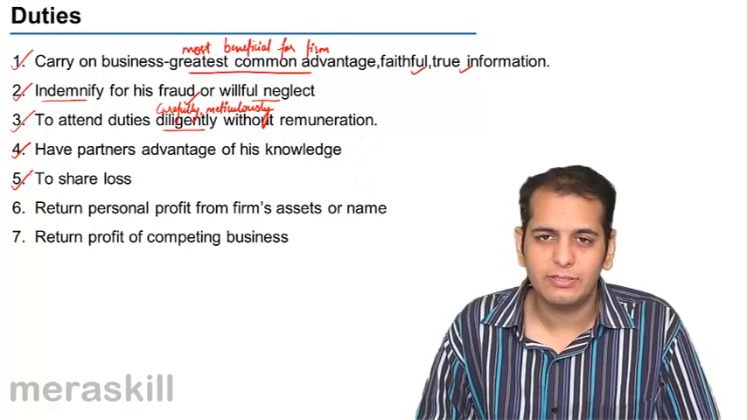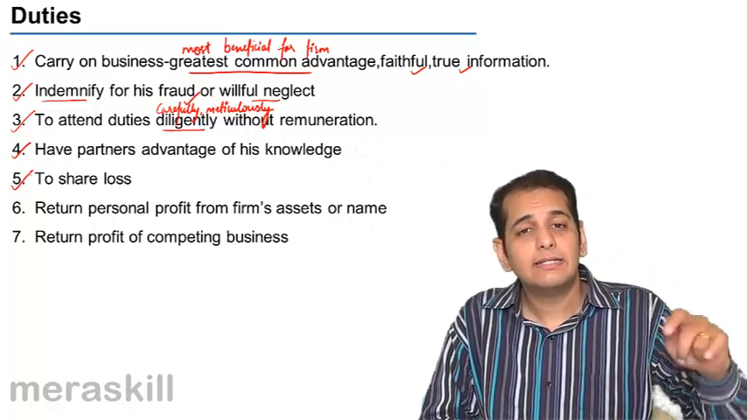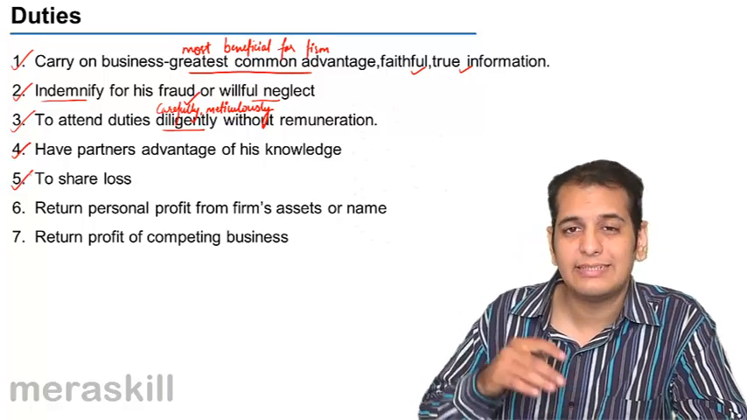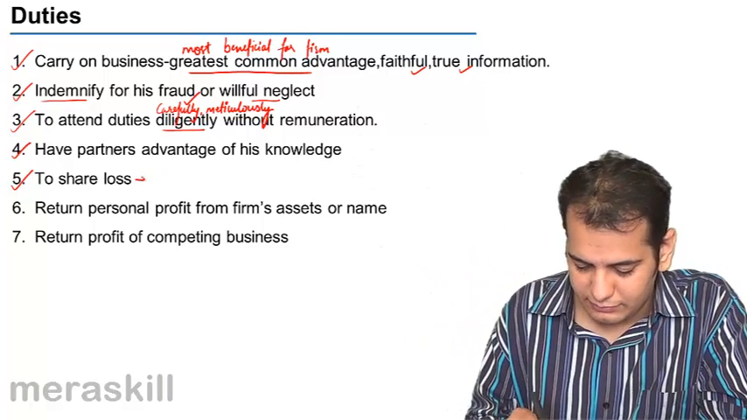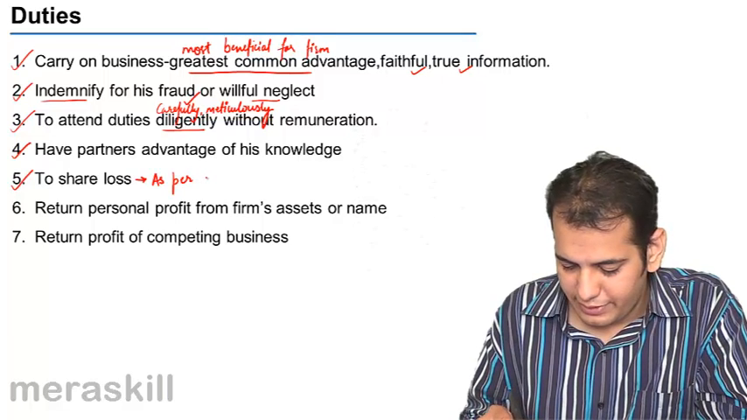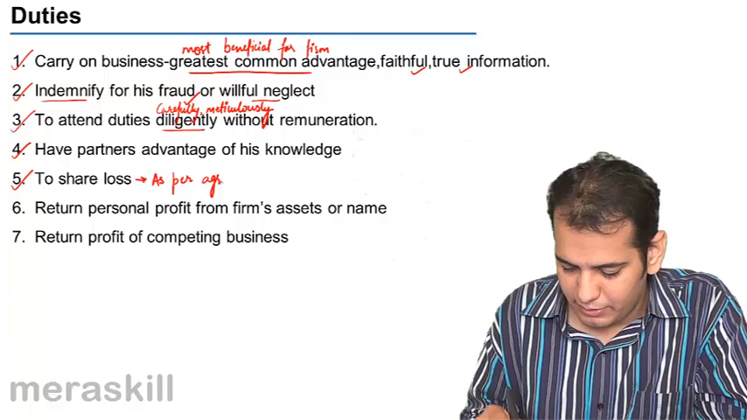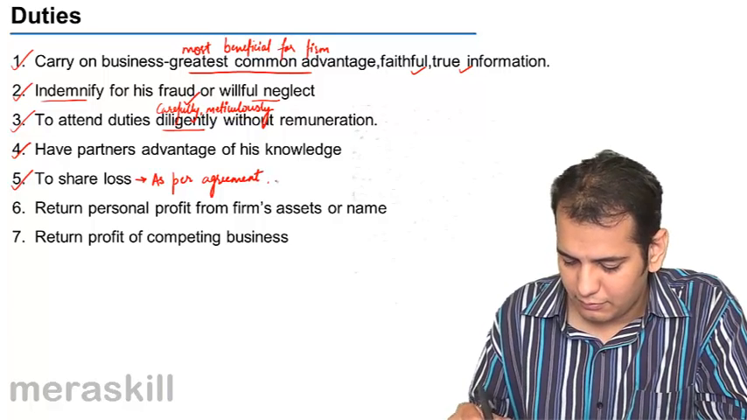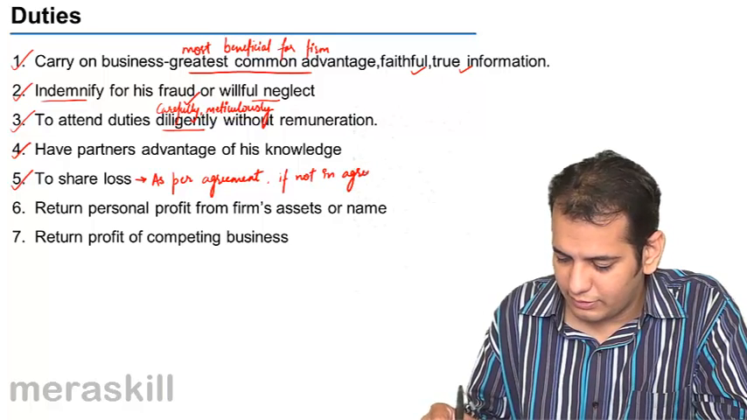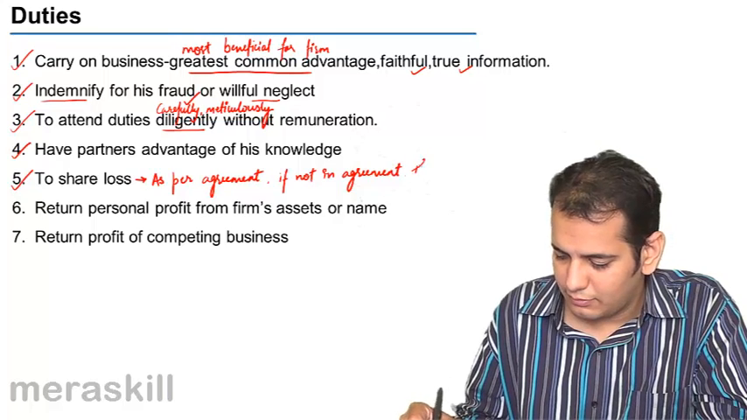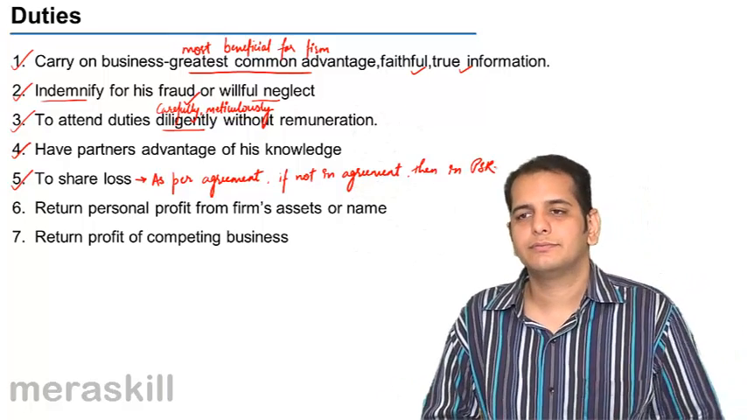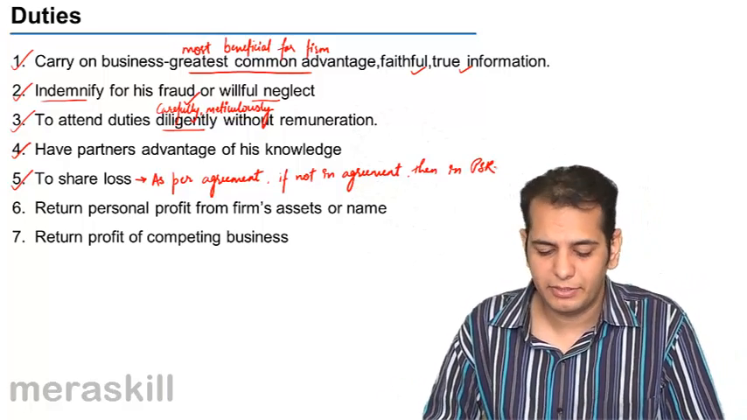If the ratio is mentioned in the deed, then we should share the losses in that ratio. If the ratio is not mentioned, then we should share it in PSR. So the losses should be shared as per the agreement. If no ratio is given in the agreement, then in PSR. Okay, then we should share in PSR.